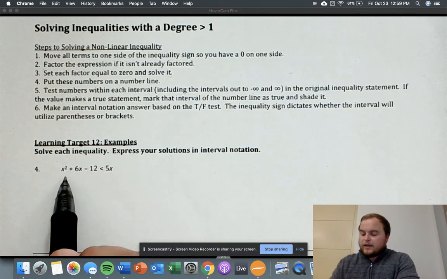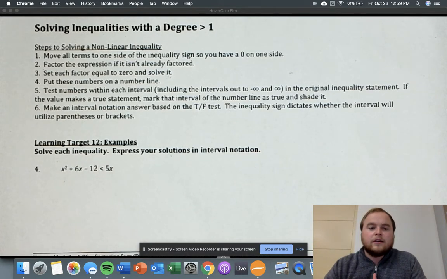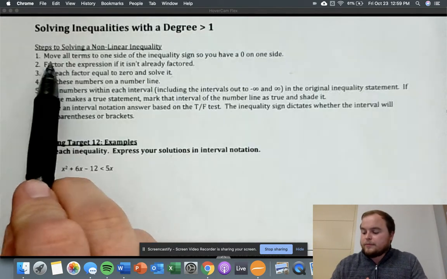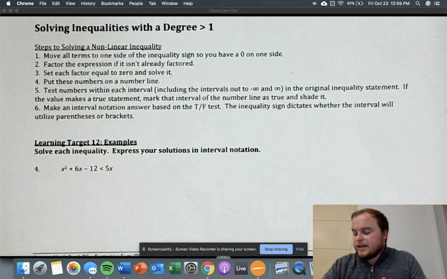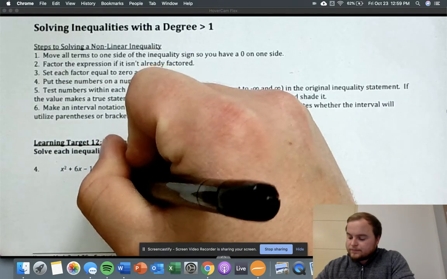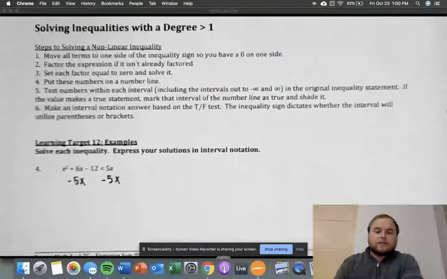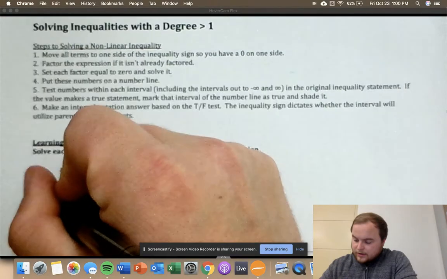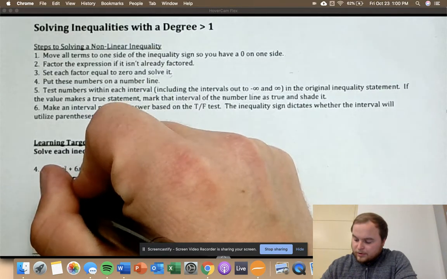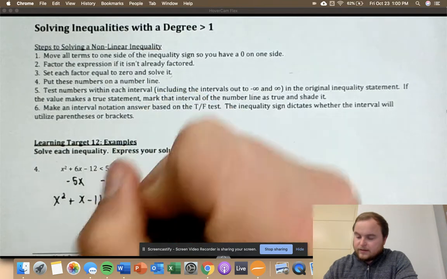So here we're given the inequality x squared plus 6x minus 12 is less than 5x. First thing, step number 1, move all terms to one side of the inequality sign so you have a 0 on one side, which just means we have to subtract this 5x over. And when we subtract the 5x over, this becomes x squared plus x minus 12 is less than 0.